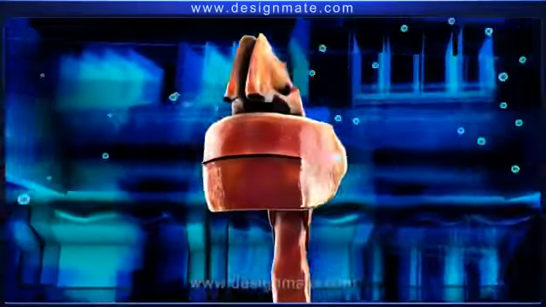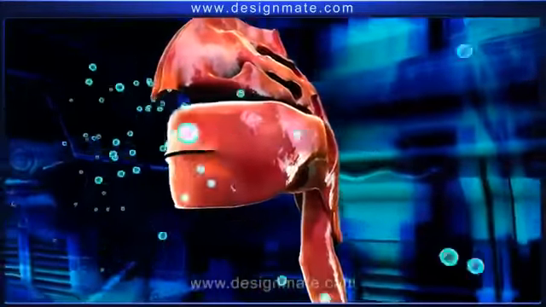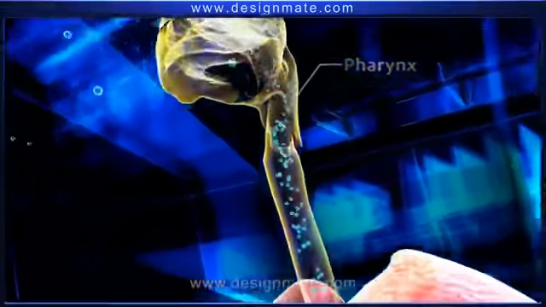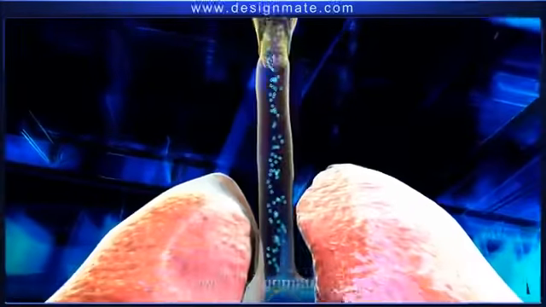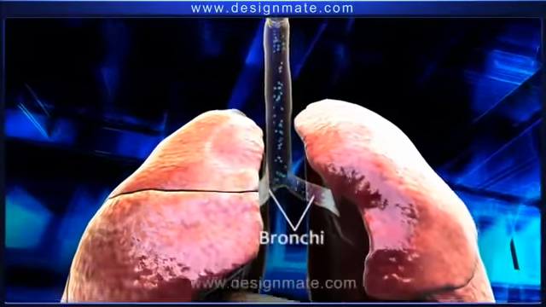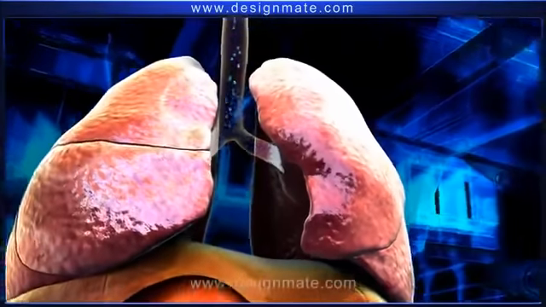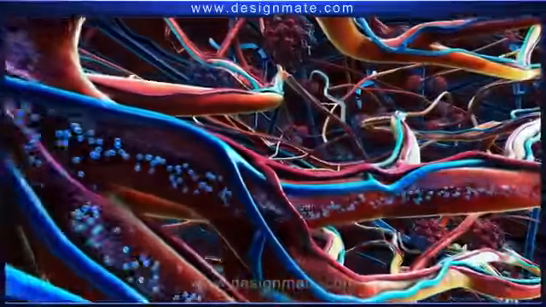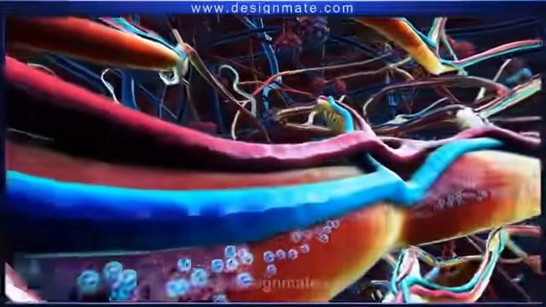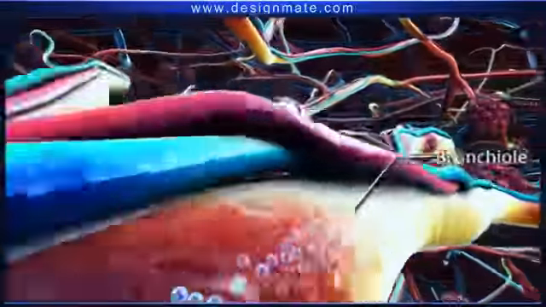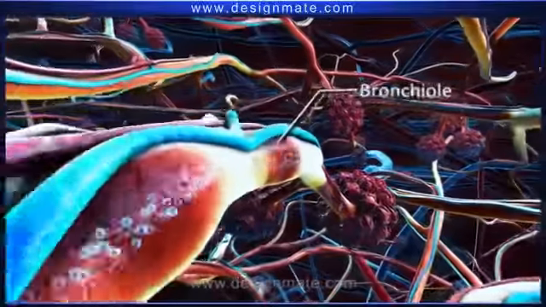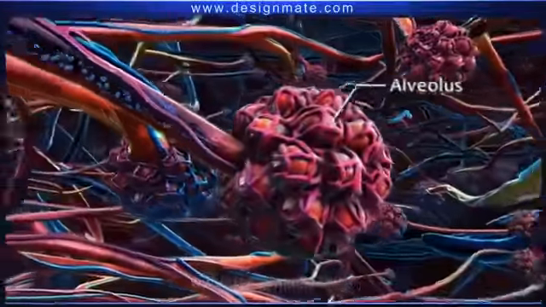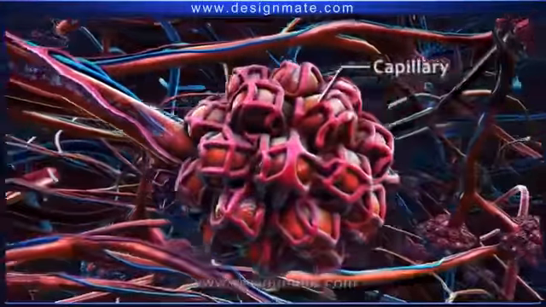As we breathe in air, the oxygen molecules enter the nostrils and travel downwards through the pharynx and trachea to finally reach the bronchi. From each bronchus, oxygen travels into the lungs. Within the lungs, the bronchus divides repeatedly to form bronchioles. Oxygen travels through these bronchioles and reaches the alveoli, each of which is surrounded by a network of capillaries.